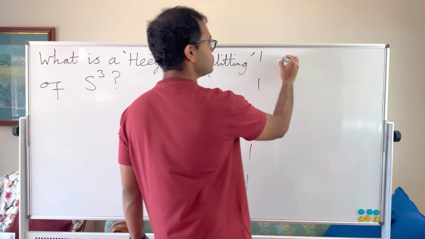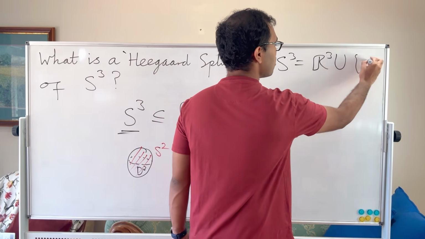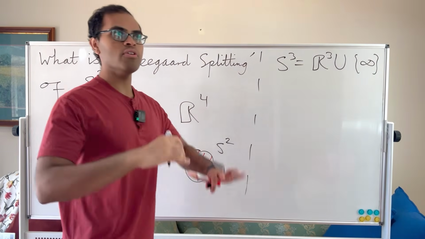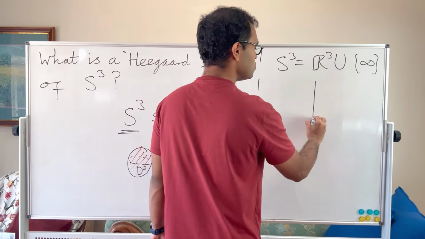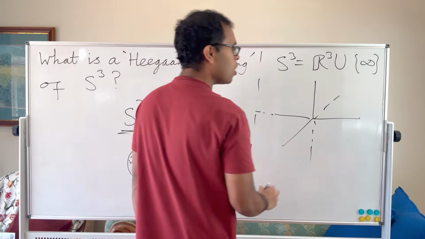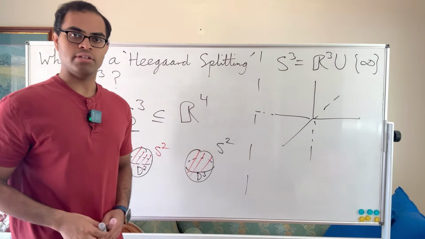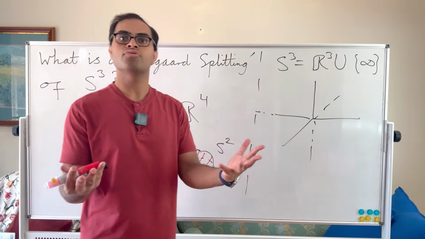It's just thinking of S3 as R3 union infinity. It's the same idea. If you unravel out the north pole of S3 in R4, you get three-dimensional space, where no matter which direction you go in three-dimensional space, it doesn't matter. You're always going to go to that infinity point. Okay, that's how we can visualize S3, and that's easy because we can visualize R3. We live in three-dimensional space.